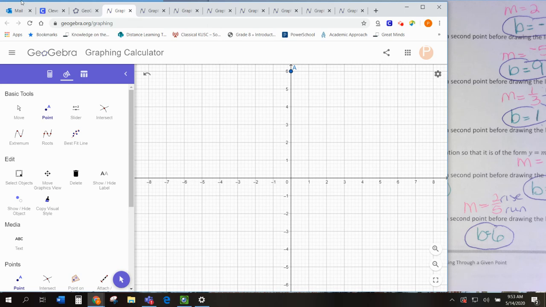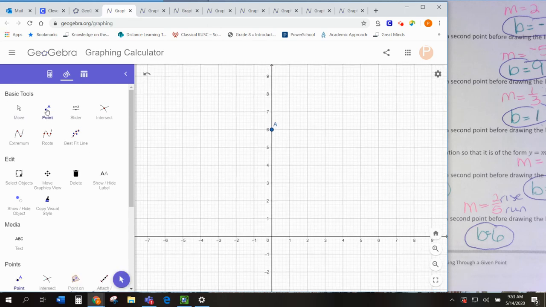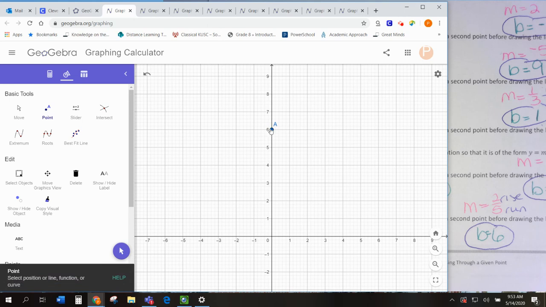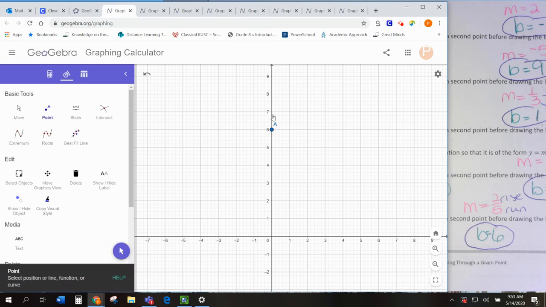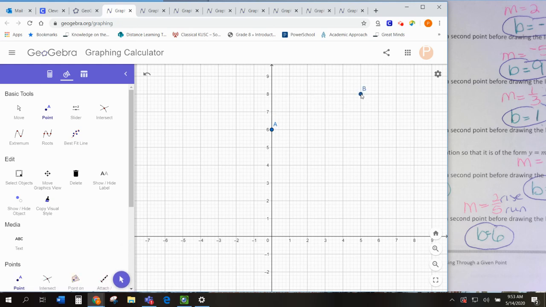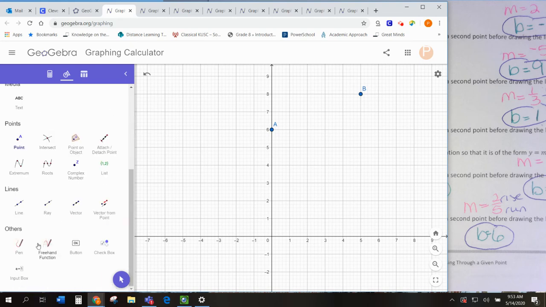I'm going to move this down a bit so I can see it better. Starting at our y-intercept that we plotted, we're going to go up 2 and over 5: 1, 2, 3, 4, 5. Up 2, 1, 2, and over 5. And now we're going to do our line.